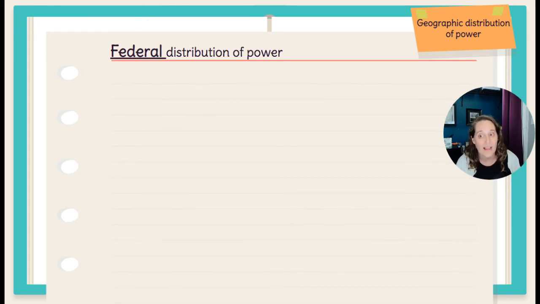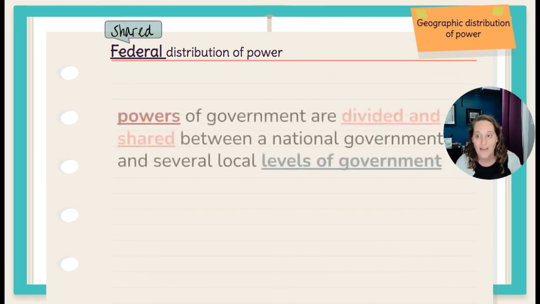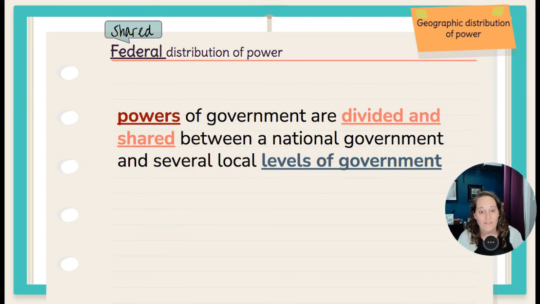Finally, we have a federal distribution of power, and a federal distribution of power is kind of a mix between a unitary government and a confederation. In a federal system, the powers of government are divided and shared between a national government and a local government, or lots of local governments. This is the system that we have now.